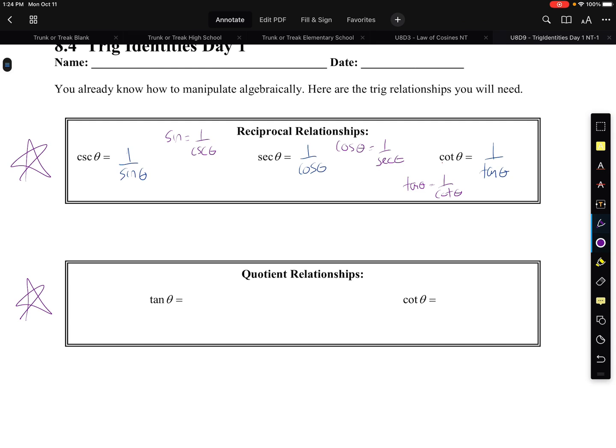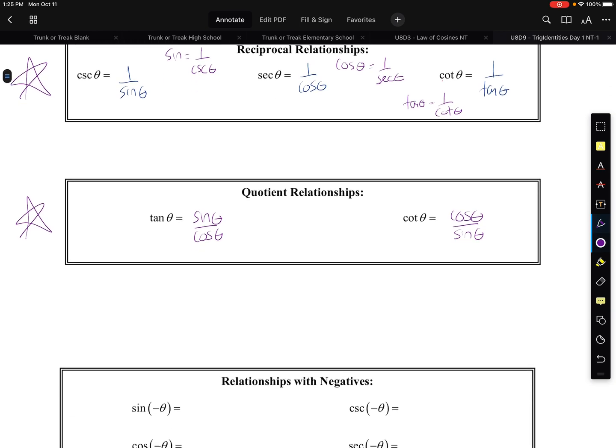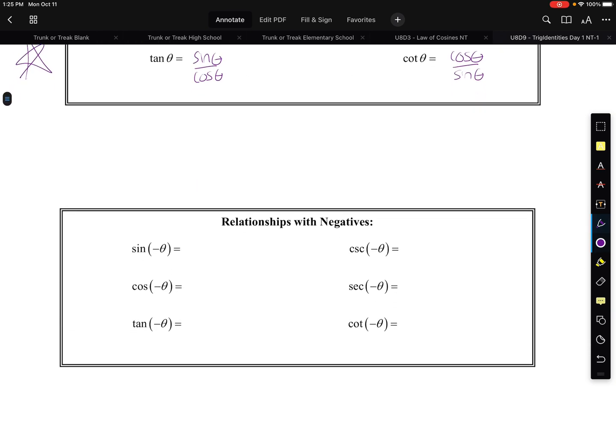Alright, so essential section. Quotient rule. We know that tan is sine theta over cos theta. We know that cotan is cos theta over sine theta. Those are 2 very important rules that, again, will help make our life a little bit easier as we go through this. This section is not the end-all be-all of what we've been doing.